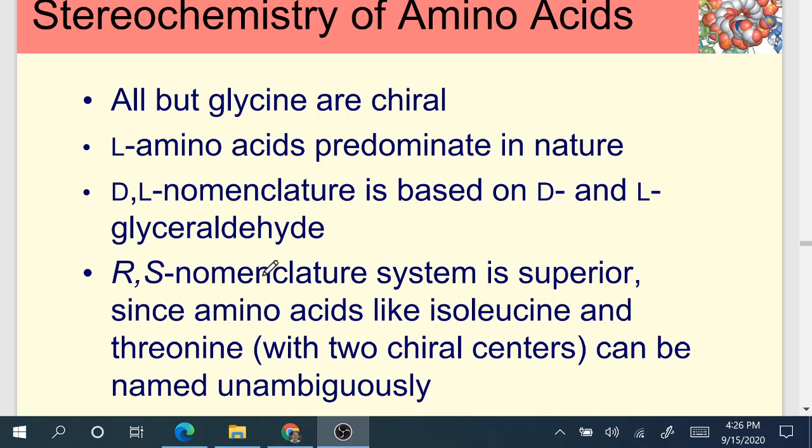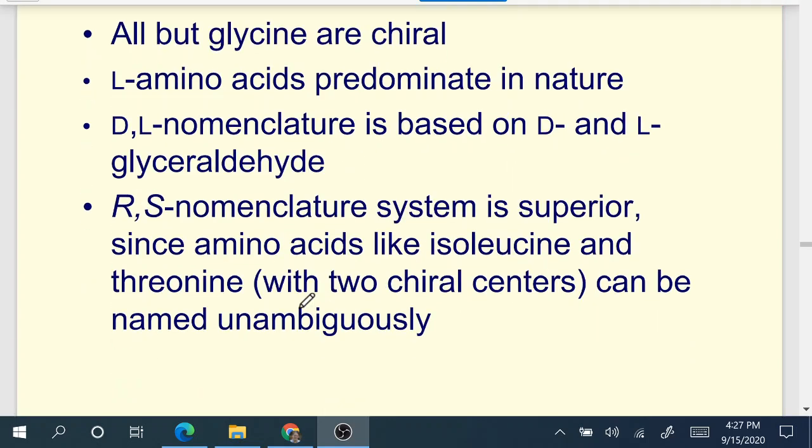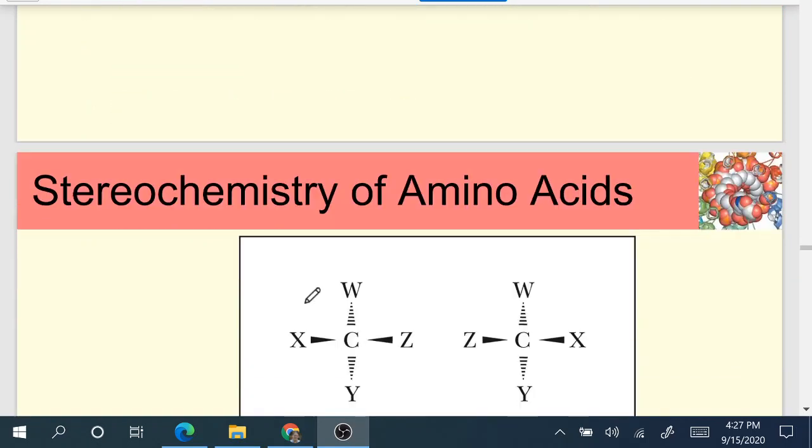The R and S nomenclature that you used in organic chemistry is actually superior, because amino acids like isoleucine and threonine can have two chiral centers, and they can be named therefore unambiguously according to the version that you have if you use the R and S nomenclature. Now, you're only going to have one type of these in nature, so it really isn't that important if you're dealing with purely biological systems, but if you stray from that and you're doing some research, you may need to use the R and S nomenclature for amino acids. And we're going to look at that in just a little bit, and I'm sure you remember that from organic chemistry.